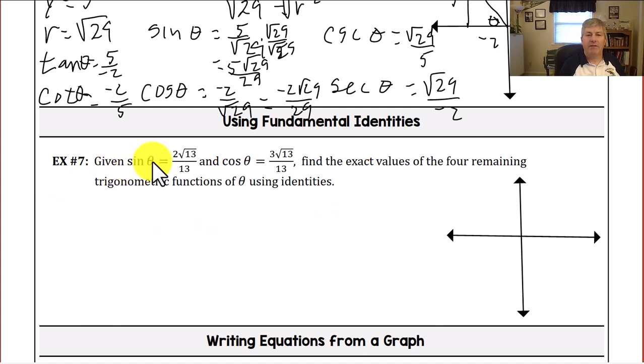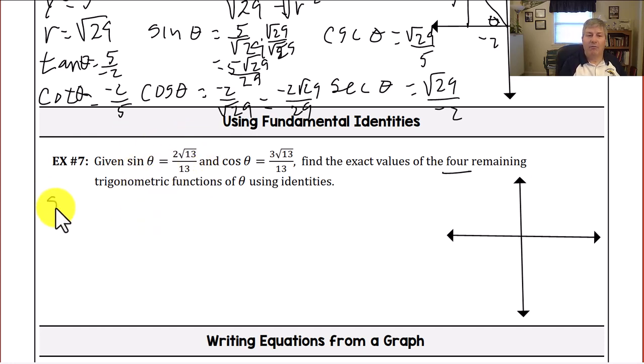Example 7. Given the sine and the cosine are these particular values, find the exact values of the 4 remaining trig functions. Well, we can flip these right away to get our cosecant and our secant. Something sneaky has gone on here, though. You may or may not recognize that these have already been rationalized.